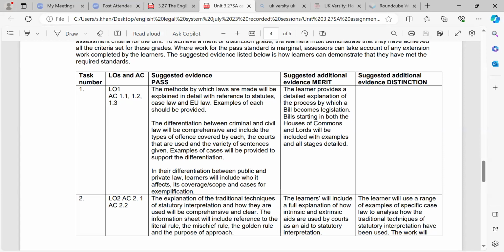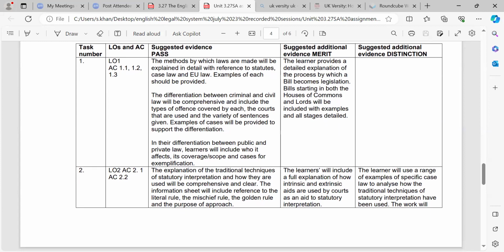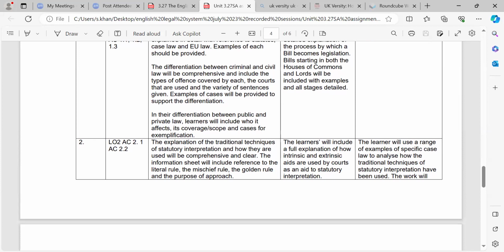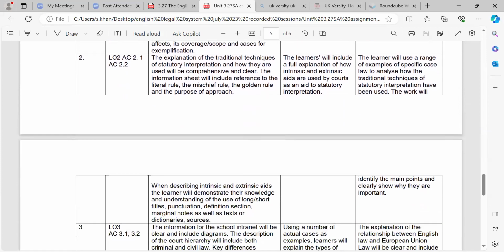The learner must provide a detailed explanation of the process by which a bill becomes legislation, included with examples of all stages. Examples of cases to support your differentiation between criminal and civil law. And then differentiating between public and private will include its effect. So task 2, the learners will include a full explanation of the techniques of statutory interpretation used by courts.